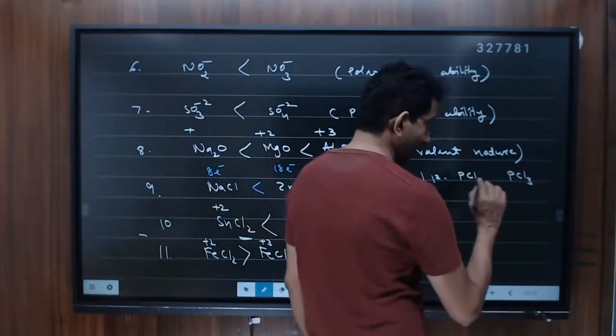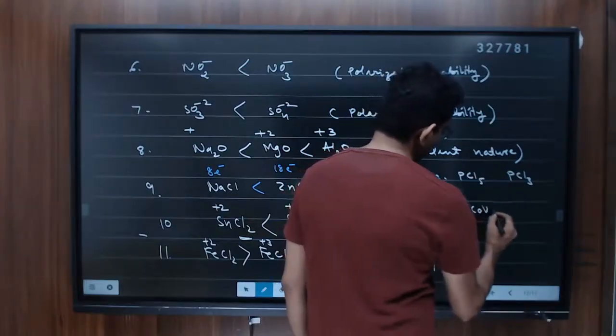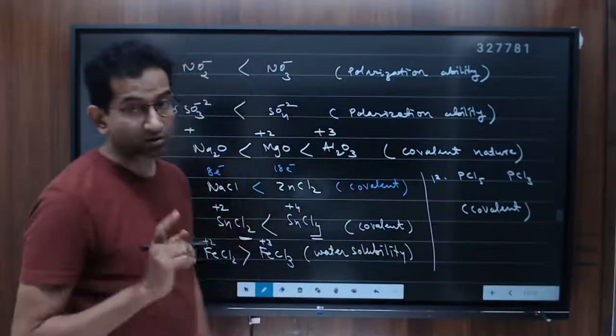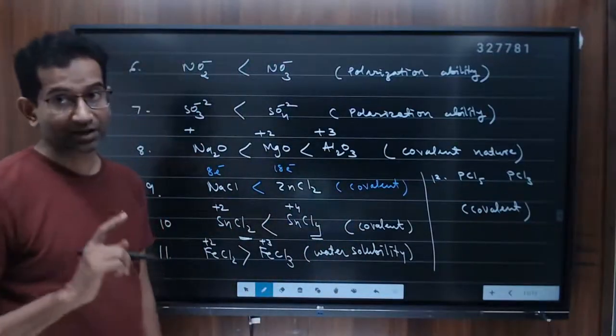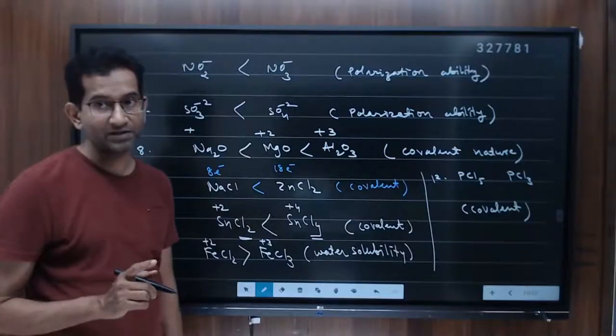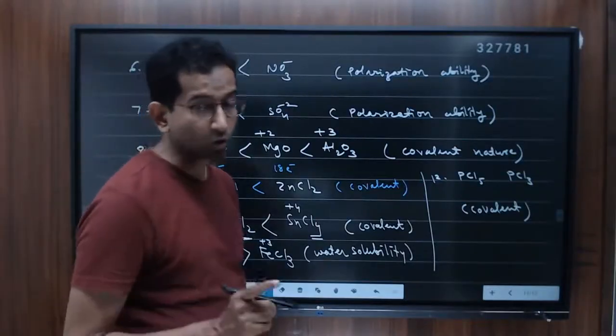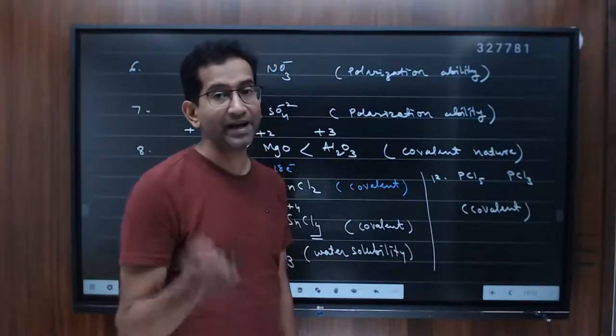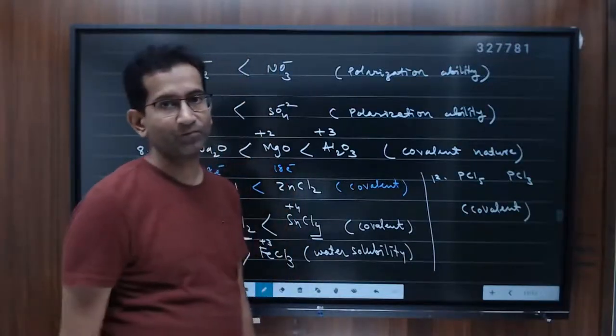None of these is ionic. Let me tell you. Still it is asked which has more covalent character. Both are covalent. PCl3 is covalent with sp3 hybridization and PCl5 is also covalent with sp3d hybridization. Still they can ask you which is more covalent.